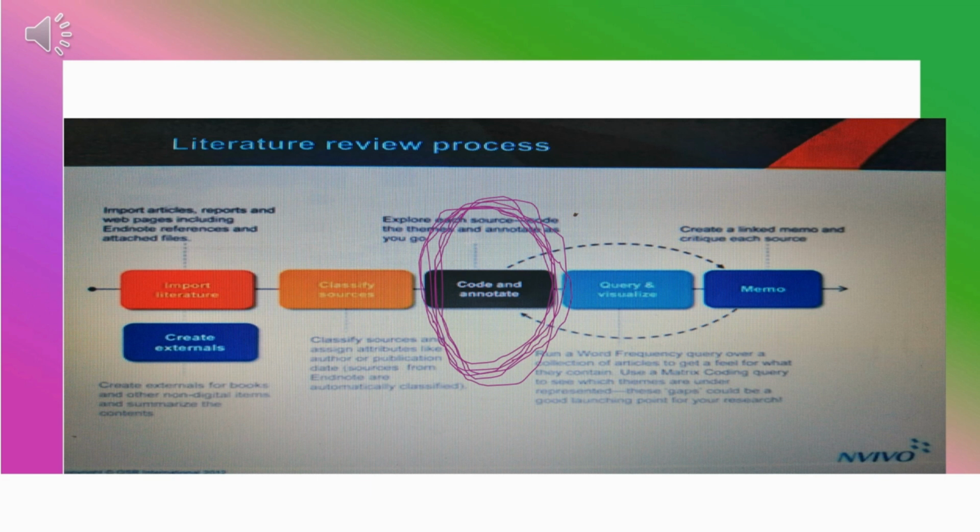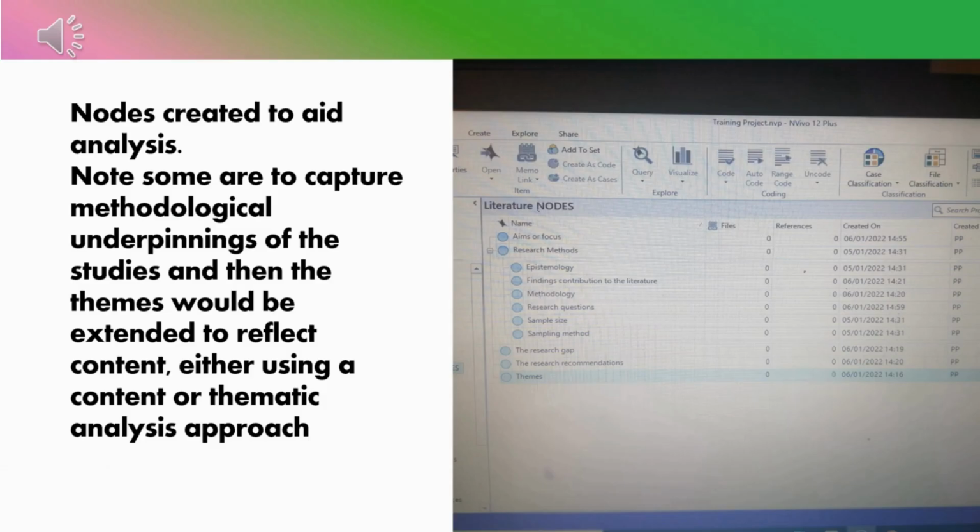And remember now, what you're doing is to code and annotate your data, and your data in this case in a literature review are your journal articles or other literature sources. So we've created a number of nodes, and I thought carefully about what kind of nodes would be useful for literature review. So we've got aims and focus. So this is where you would take the text in the paper that relates to the description of the aims and focus of that paper.